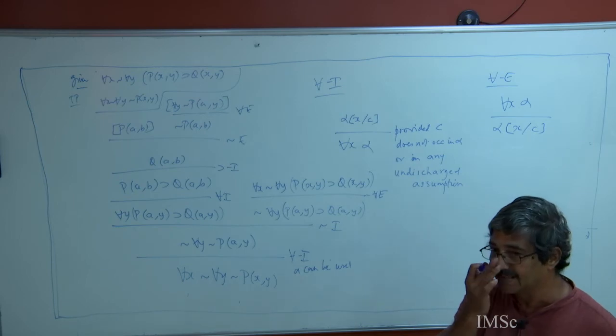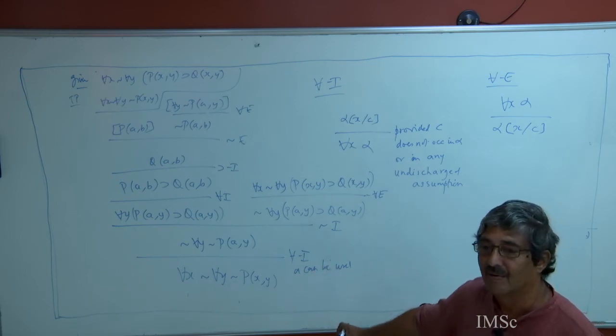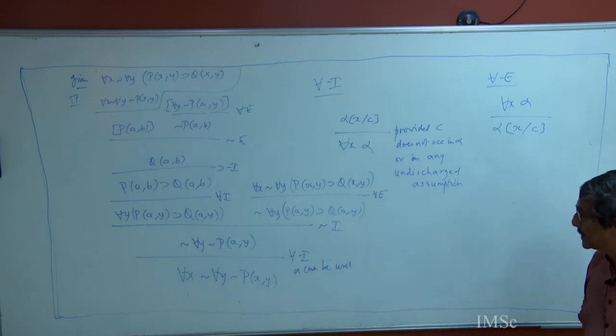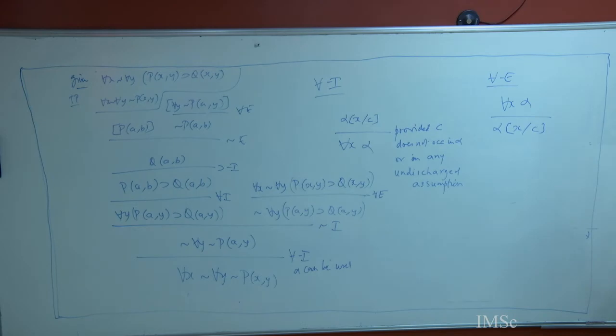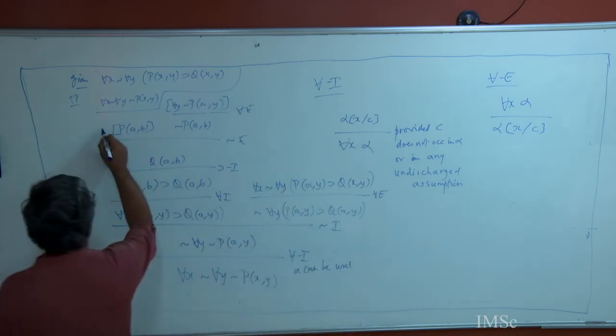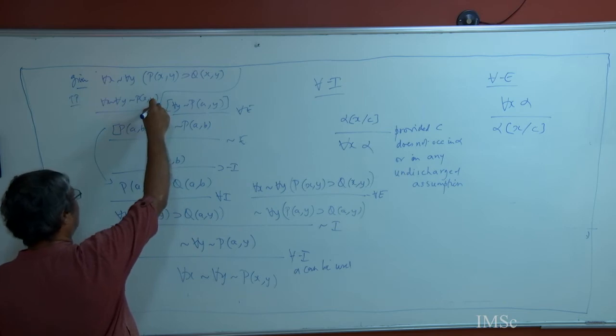At least, is this proof clear? How it works? Any question related to that? So remember that PAB is discharged here, and this is discharged here.